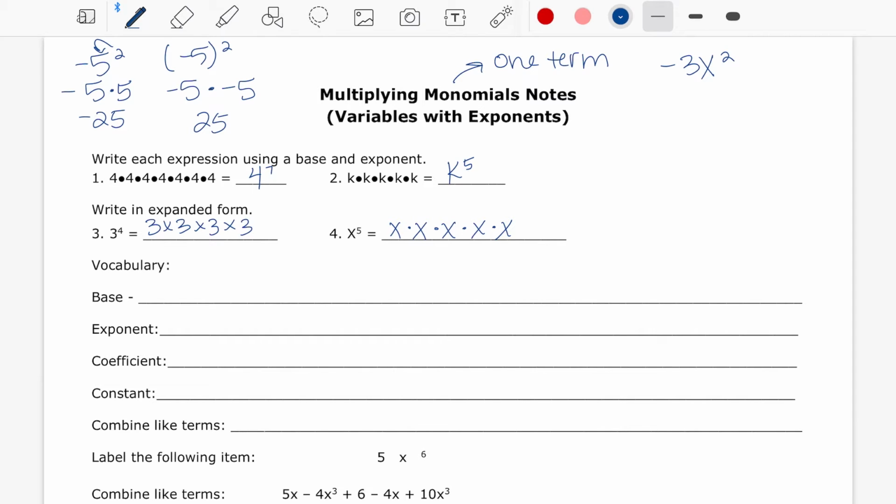As we continue on looking at these examples, please keep in mind that an exponent will only go to what's closest to it unless there is parentheses. So we're going to take a look at some vocabulary. Our base is the number or variable being raised to a power.